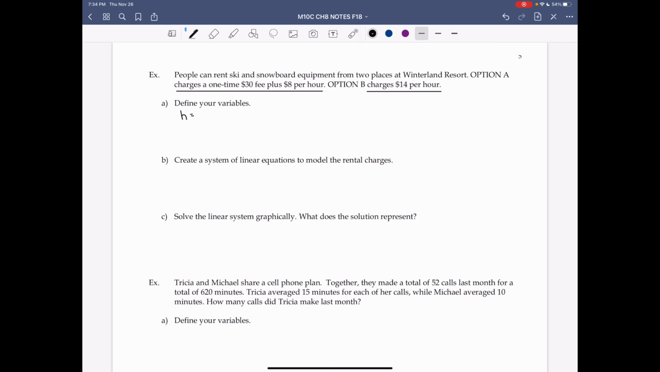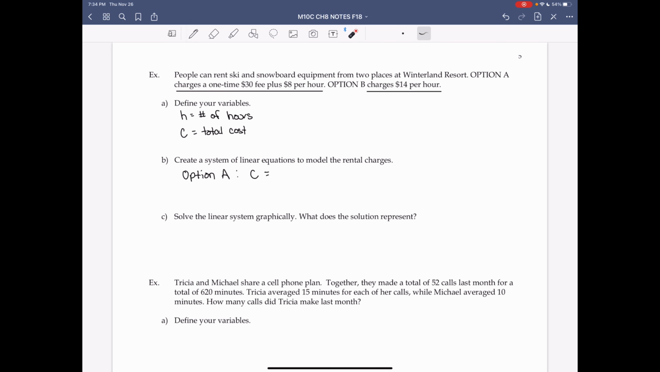H equals number of hours and C equals total cost. Create a system of linear equations to model the rental charges. We have to do one for option A. The cost of option A is cost equals. Option A charges a one-time $30 fee plus $8 per hour.